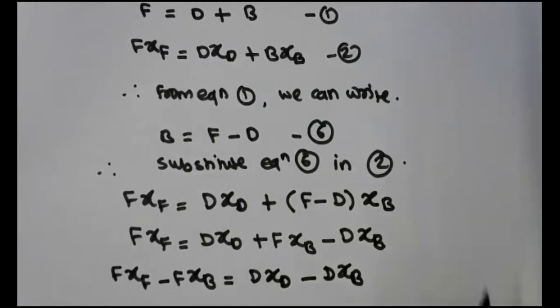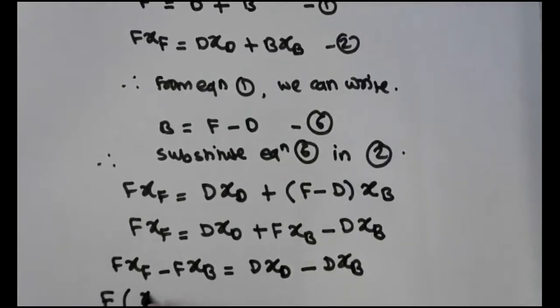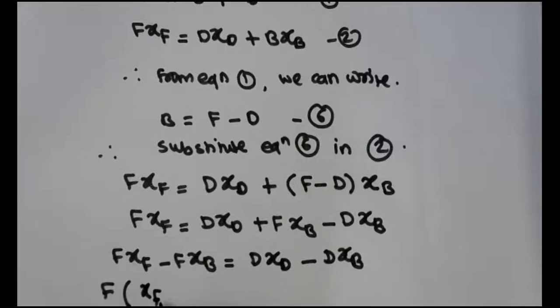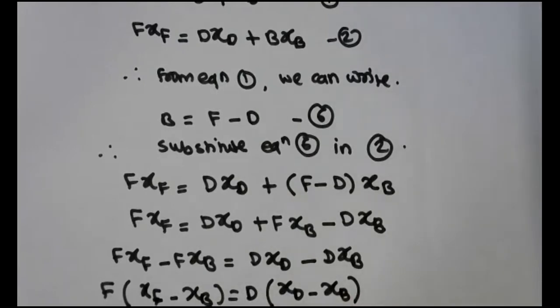So what I can do is I can take F common from LHS and D common from RHS. So F inside the bracket (xF − xB), D inside the bracket (xD − xB). In this way, I can take D by F on one side and remaining on another side.